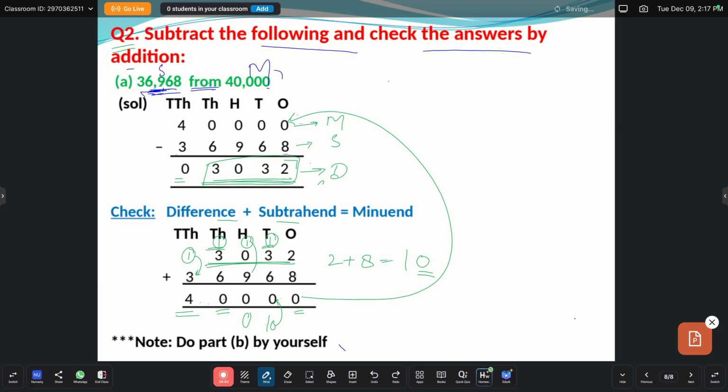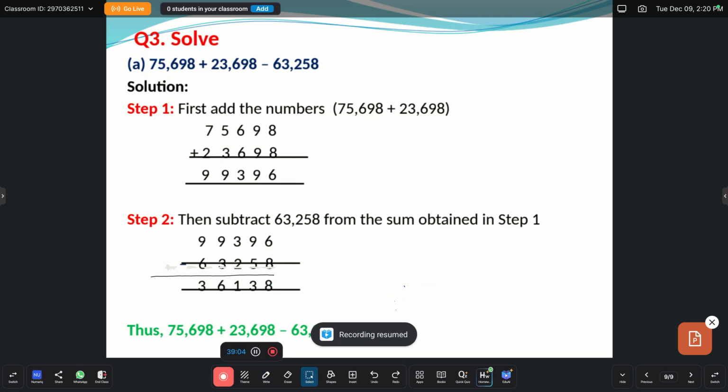Our difference is correct. Always remember, if you have to find the minuend, you will add the difference with the subtrahend. And always remember, if you have to find the subtrahend, you subtract the difference from the minuend. Okay, now we will move to question number 3.